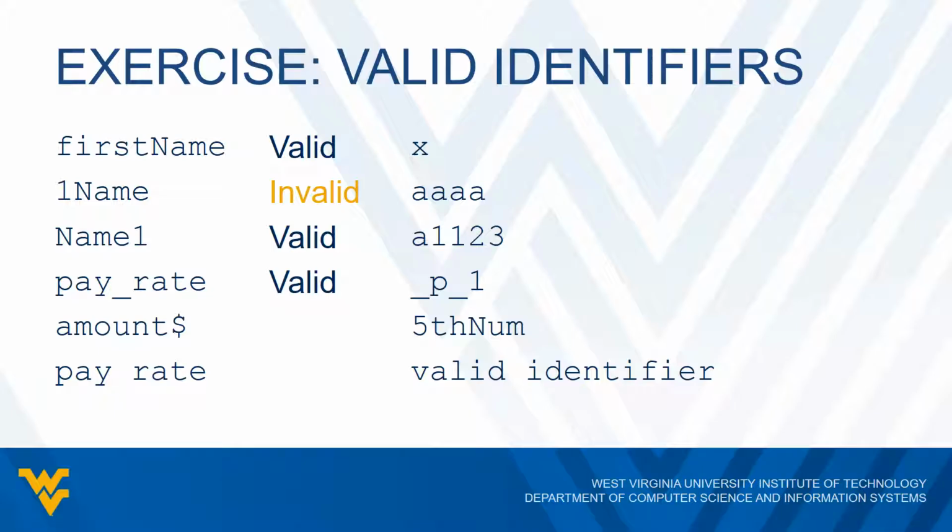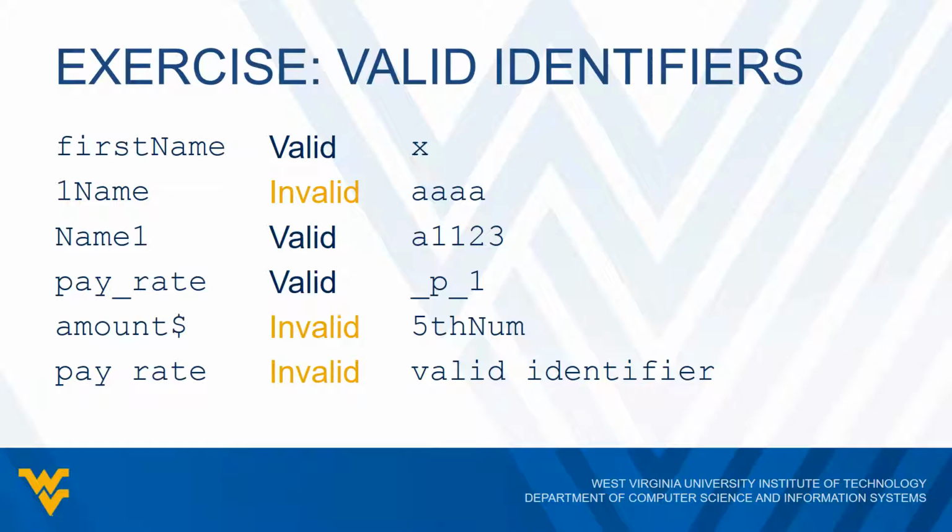pay_rate is also a valid identifier. All of the characters here are either lowercase letters or underscores. These are all valid characters for identifiers. Therefore, we have a valid identifier. amount$ with a dollar sign at the end is not a valid identifier. That's because we have the dollar sign character in here, which is not a valid character for identifiers. Therefore, this is no go. Now, if we took out the dollar sign and just had amount, that would be valid. But if we include an invalid character, then the identifier is not valid.